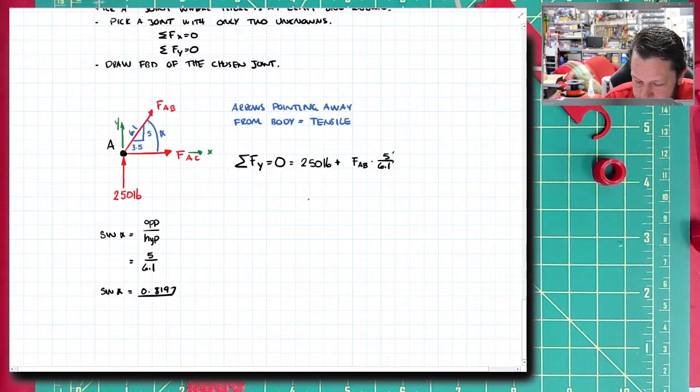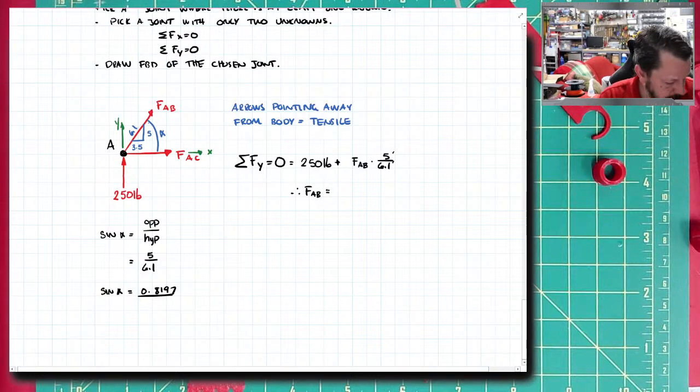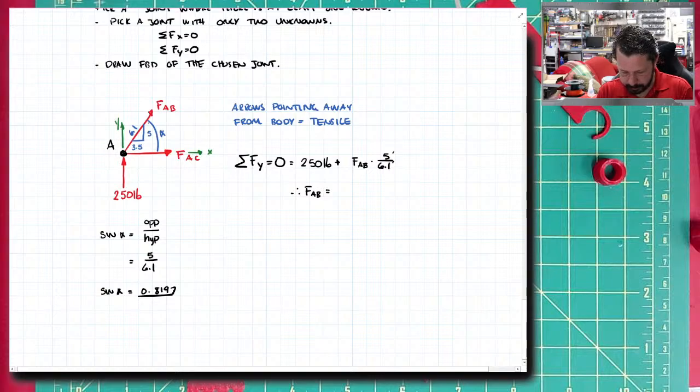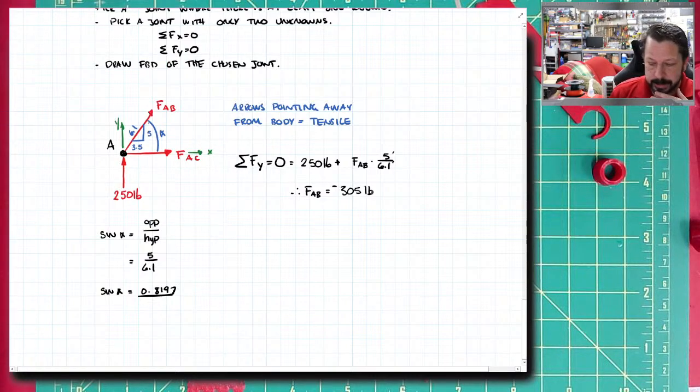So what happens here is I can solve for AB. And it ends up being, plugging numbers in, 305, but it's negative. So the negative sign, remember, means that I drew the AB arrow the wrong way. So I drew it in tension. It should be going the other way, so it should be compression.